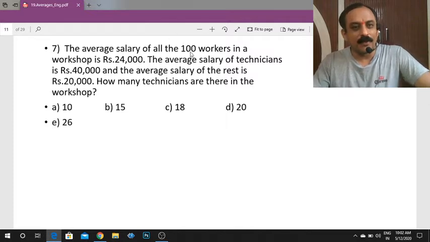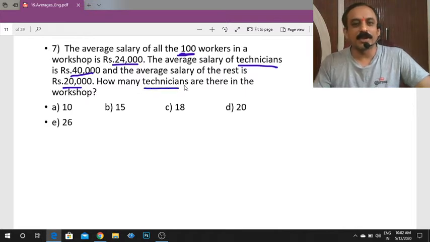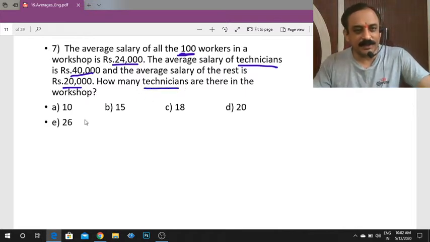Once you can see, what is the question? Total 100 workers are there in a workshop. Out of 100 workers, some technicians are there, remaining are other employees. So 100 workers average salary 24,000 rupees. The average salary of technicians is 40,000 rupees. The average salary of remaining workers is 20,000 rupees. Question is, how many technicians are there?